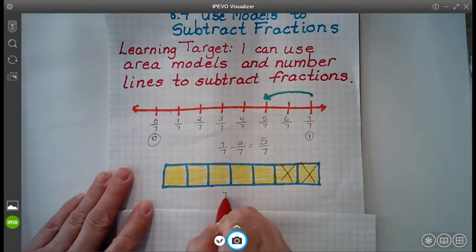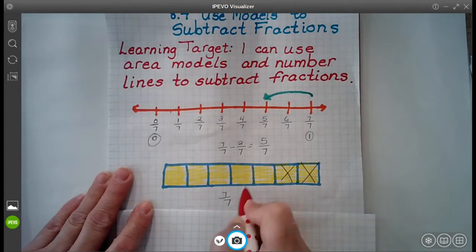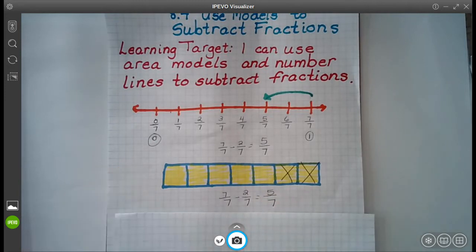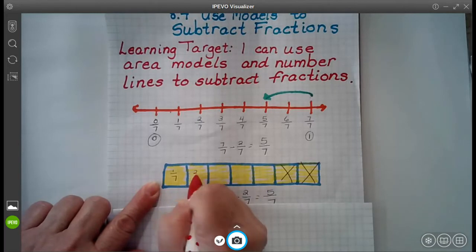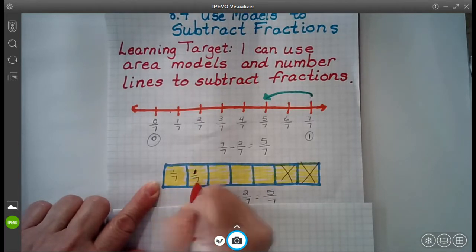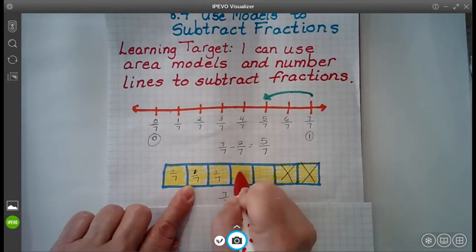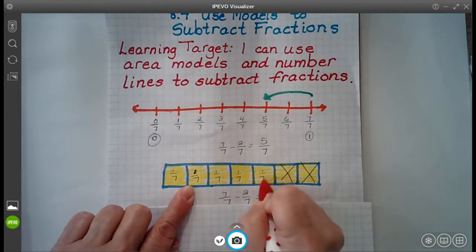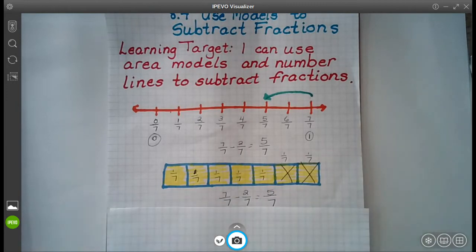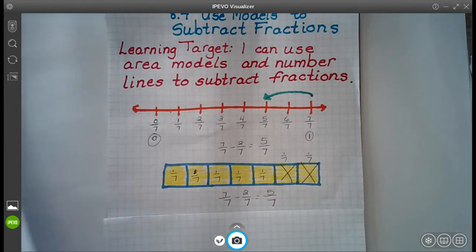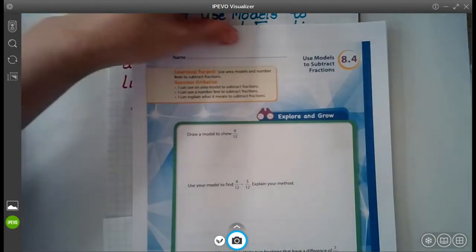So first we had 7 sevenths. We crossed out 2 sevenths, and that equals 5 sevenths. All right. So actually, this might be a good time to label these. So every square is a seventh. 1 seventh, 1 seventh, 1 seventh, and 1 seventh. Okay. All right. Let's go ahead and do a few problems together.